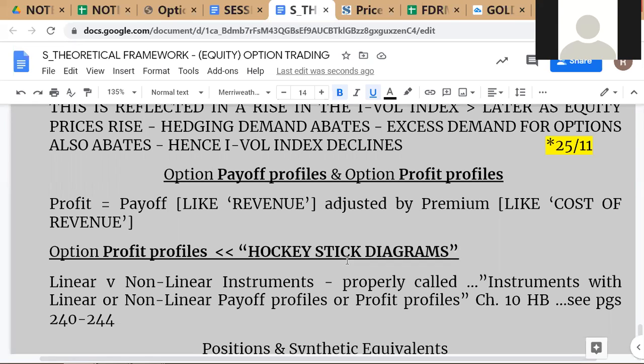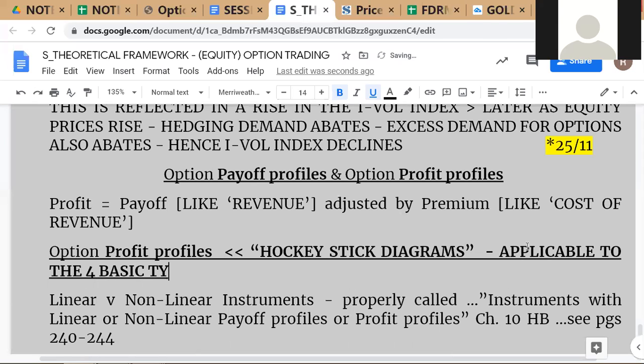Now understand why this diagram is the way it is. Understand that these are hockey option profit profiles, and these are applicable to the 4 basic types of option positions, which is long call, short call, long put, short put. So we'll start with the first one.